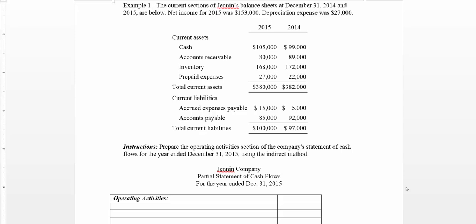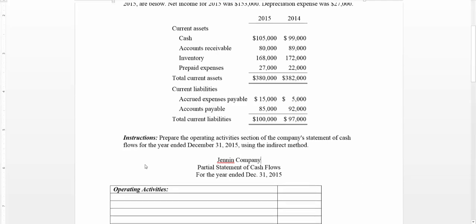Okay, so we have some information about Genin's balance sheets here from 2015 and 2014. And remember, comparative balance sheet is what you need in order to prepare the statement of cash flows. At the top, they tell us our net income of $153,000 from our income statement and also depreciation expense of $27,000. So let's recall that when we prepare operating activities, we're going to start down here.